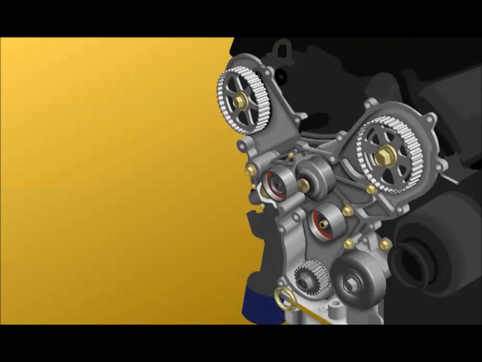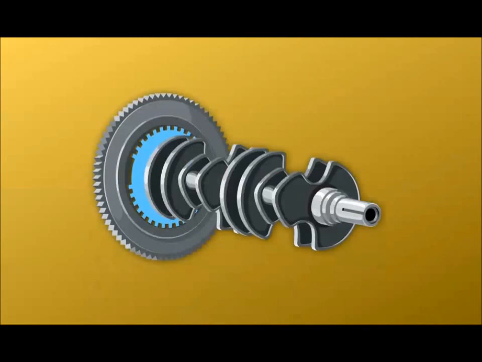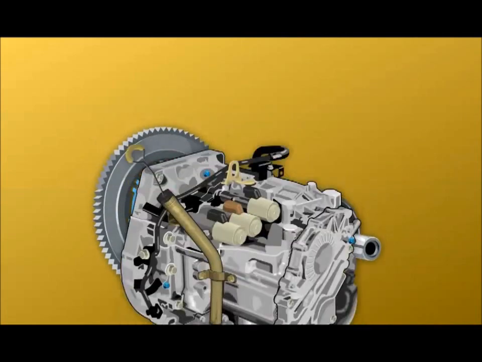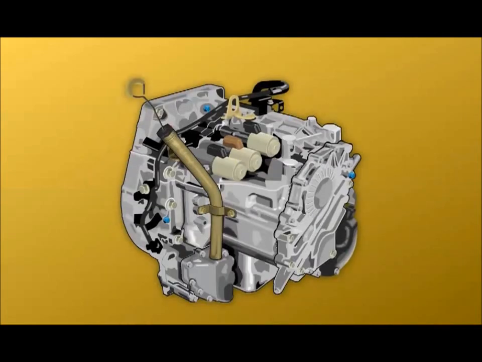If binding still remains with the crankshaft disconnected from the camshafts, the problem is most likely in the crankshaft bearings, but also check for binding in the transmission pump or input shaft.